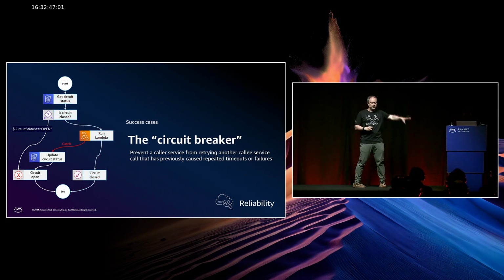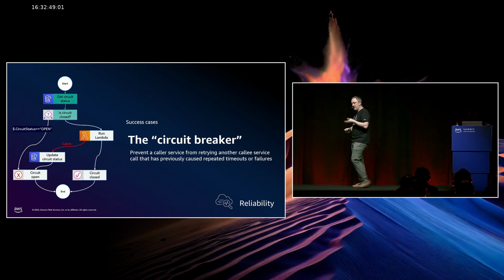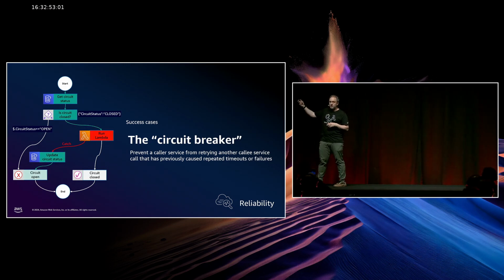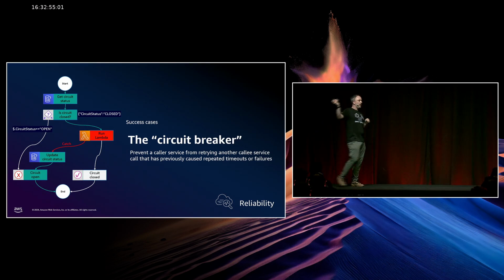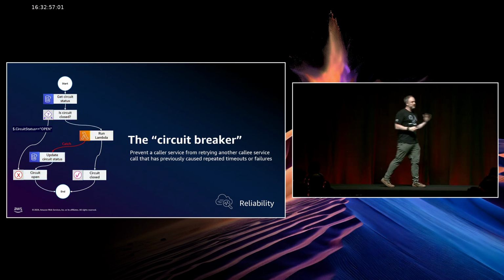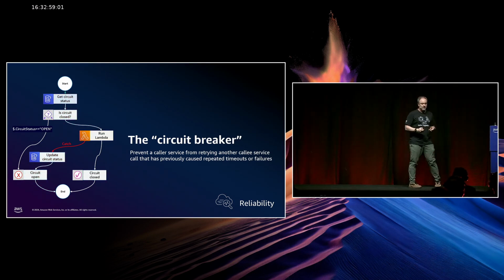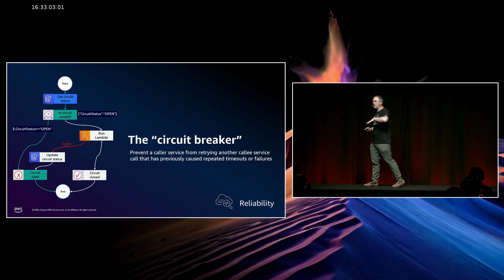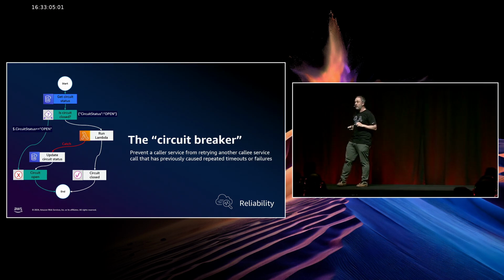The next execution comes in, it does the same query. Circuit's closed, okay, we'll run Lambda. This time, Lambda fails. I capture the failure, I open the circuit so that next time my workflow is triggered, I am not invoking Lambda, I'm not incurring those costs, I can go down some other escalation path instead.